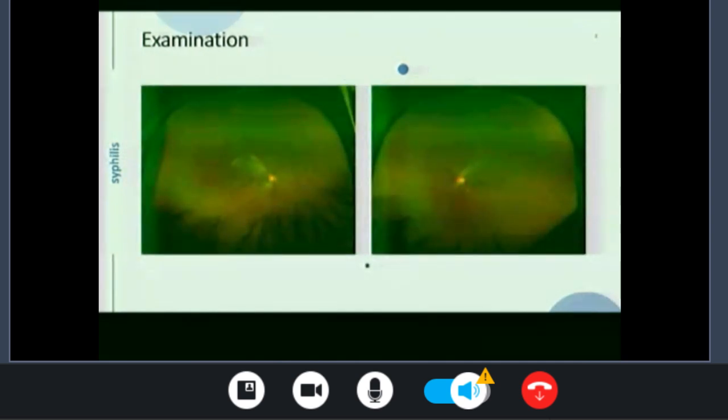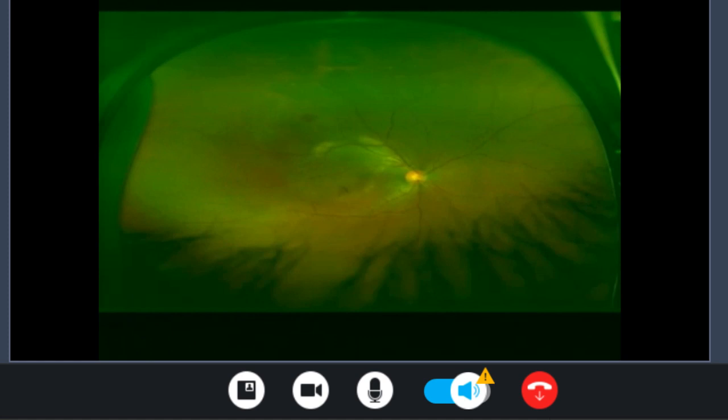The left eye is within normal, and for the right eye, can anyone tell us what is abnormal in this eye? There is a yellowish whitening of the retina along the arcade and the temporal area.